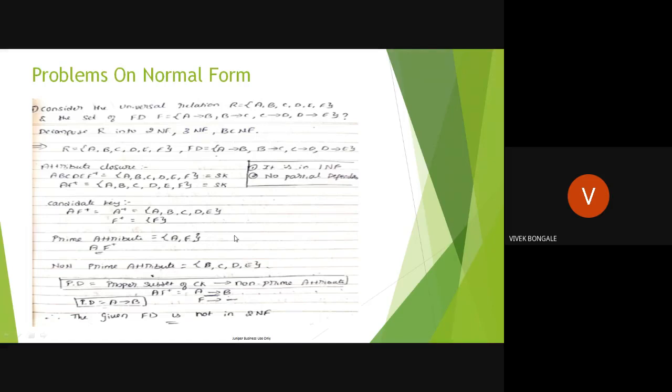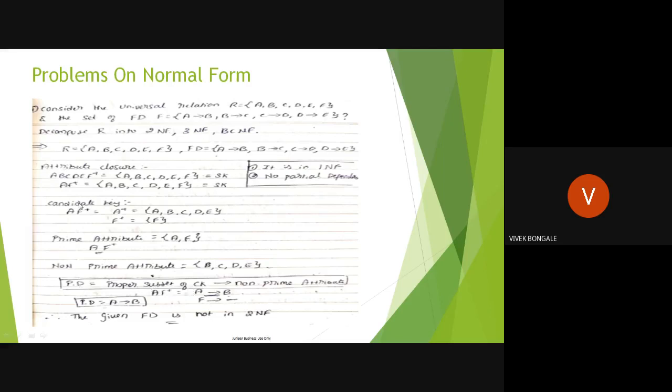Next, after finding the candidate key, the prime attributes and the non-prime attributes, you have to check whether this dependency is satisfying second normal form or not. Now, what is the condition? What is the formula to find out whether the table is satisfying second normal form or not? It should be a full functional dependency. If that table is not satisfying full functional dependency, it means it has a partial dependency. How to find out whether the given functional dependency is a partial dependency or not? Okay, the formula to find out the partial dependency is that it is a proper subset of the candidate key.